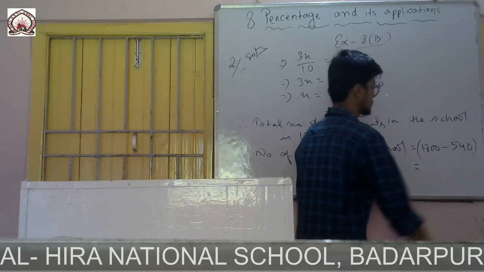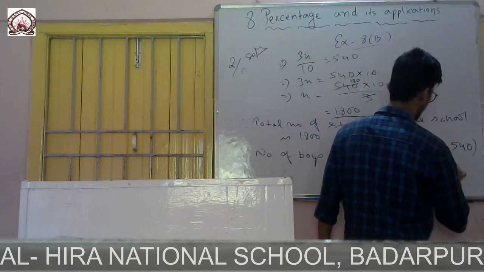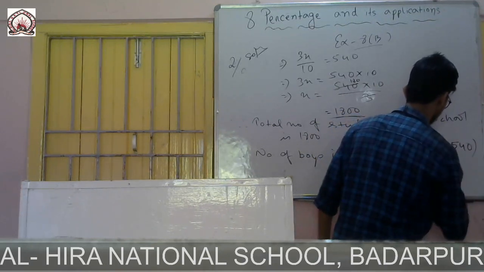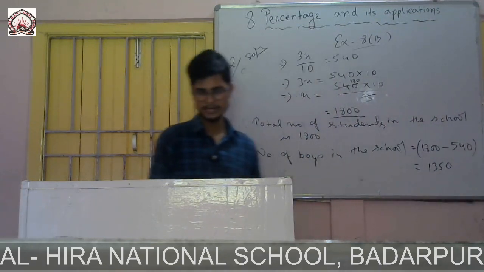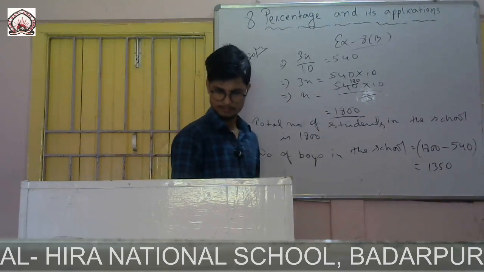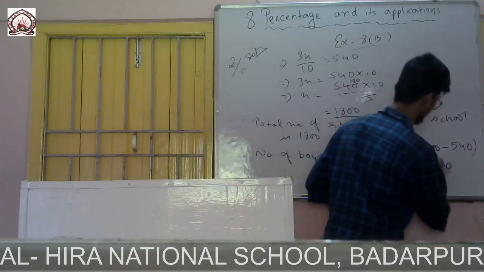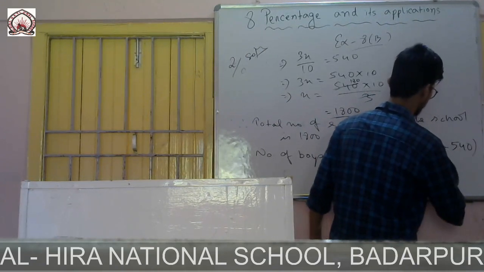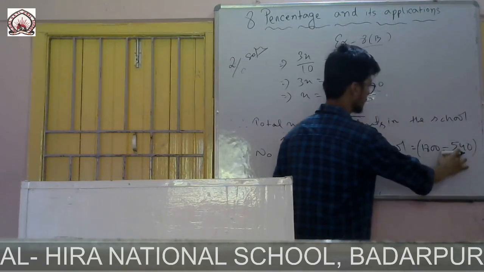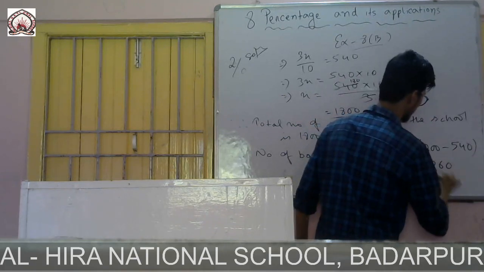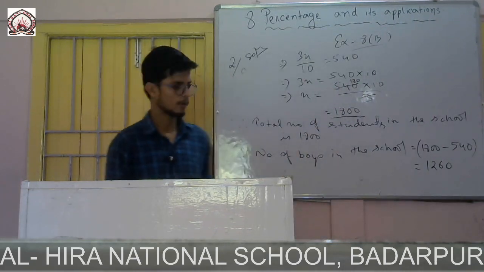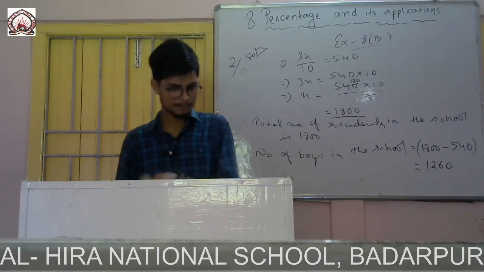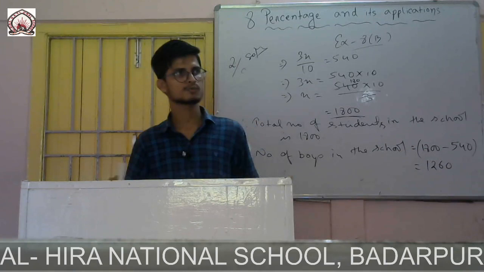So if I simply subtract, 0, then there are 5, there it is 7. Sorry, 10 minus 4 is 6, and then there are 8, not 7. So 1260, 1260. So this is the number of boys in the school.